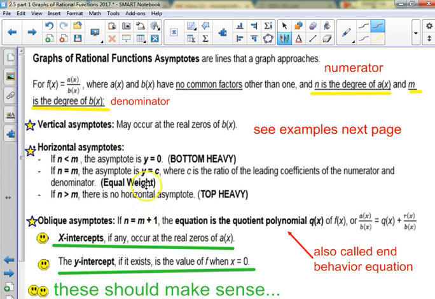All right, vertical asymptotes are any values that make the denominator 0. Okay. It says the real zeros of b of x, which is the denominator, and it's written x equals some number, and those are the numbers that make, oh, it says see next page. Okay. You write it as x equals, and it's the numbers that make the denominator 0.